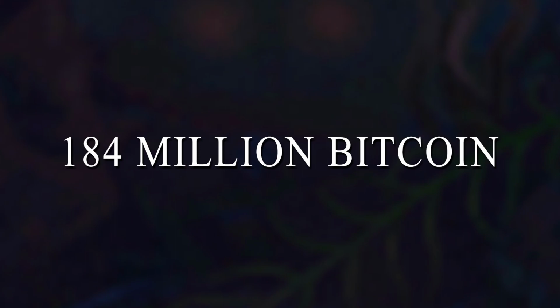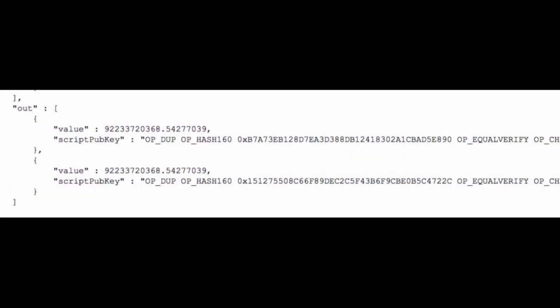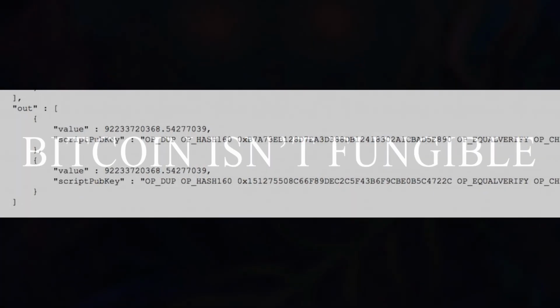184 million Bitcoin. This refers to an error in Bitcoin's code back in 2010 where a block received 184 million Bitcoin. This came from an anonymous hacker who exploited the value overflow function in the code. Back in 2010, the error was corrected by Satoshi very quickly. If this wasn't fixed, it could have stopped Bitcoin from becoming what it is today.